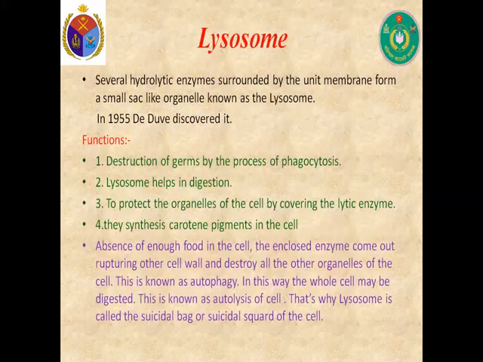My dear cadets, in the absence of enough food in the cell, the enclosed enzymes come out, rupturing the cell wall and destroying all the other organelles of the cell. This is known as autophagy. In this way, the whole cell may be digested. This is known as autolysis of cell. And that's why the lysosome is called suicidal bag or suicidal spot of the cell.